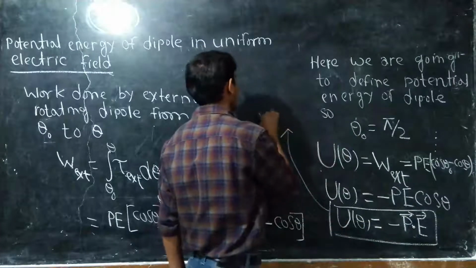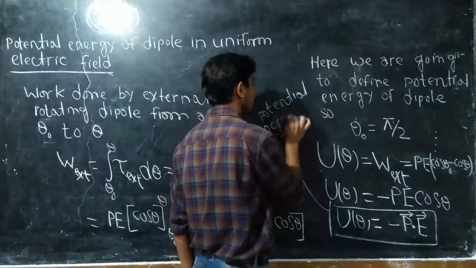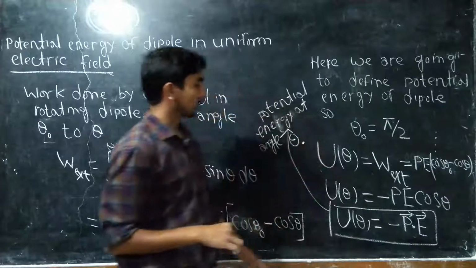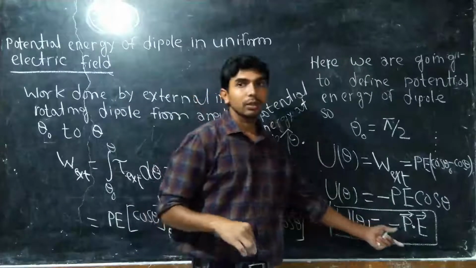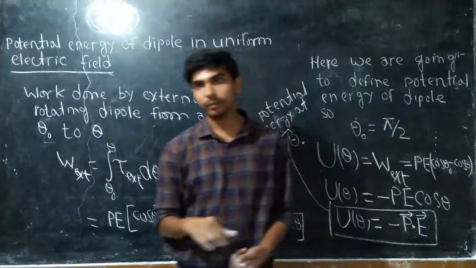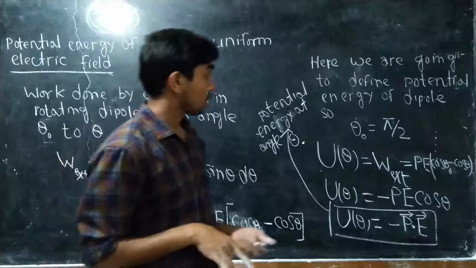So potential energy at angle theta is given by this formula. Potential energy at angle theta is equal to this formula, you have to remember, right? P dot E. Okay, so this is all our work for today.